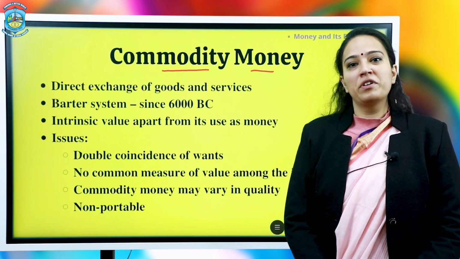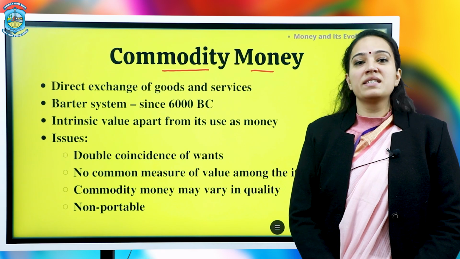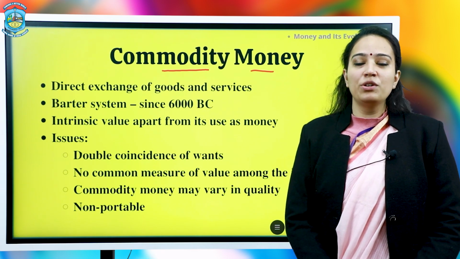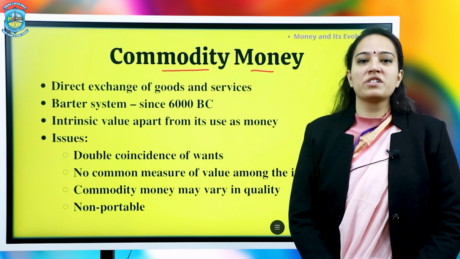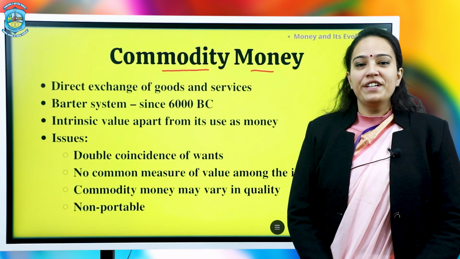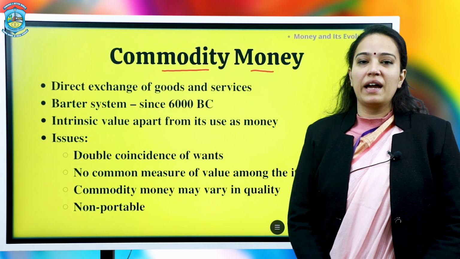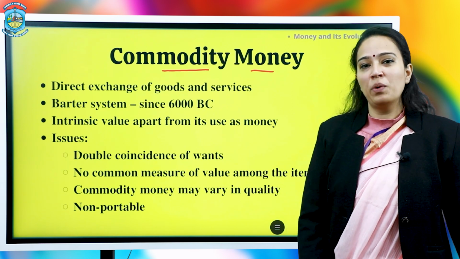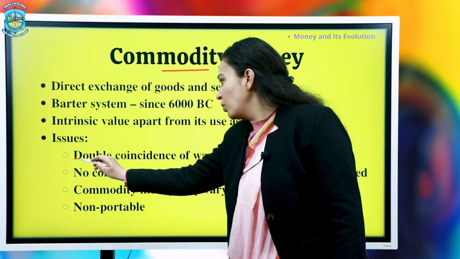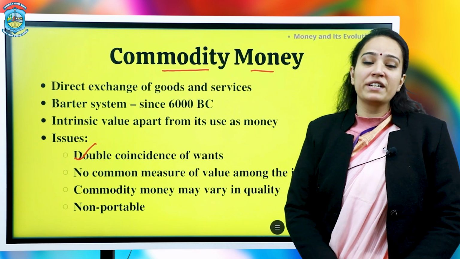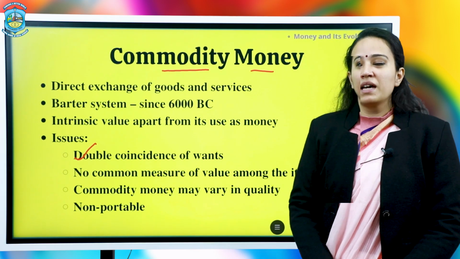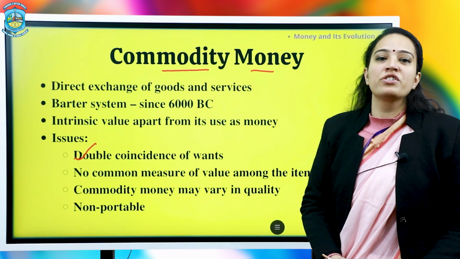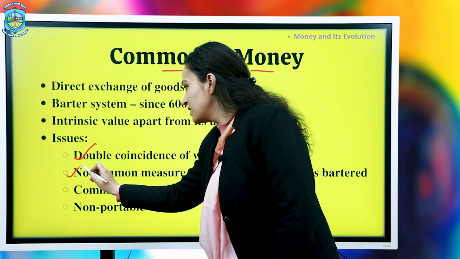Under this kind of commodity money, there is both an intrinsic value and an exchange value to this money. Although commodity money facilitates trade and exchanges, it has a few flaws. Firstly, it requires that there should be a double coincidence of wants, which might not be the case all the time. Secondly, there is no common measure of value of the commodities bartered.